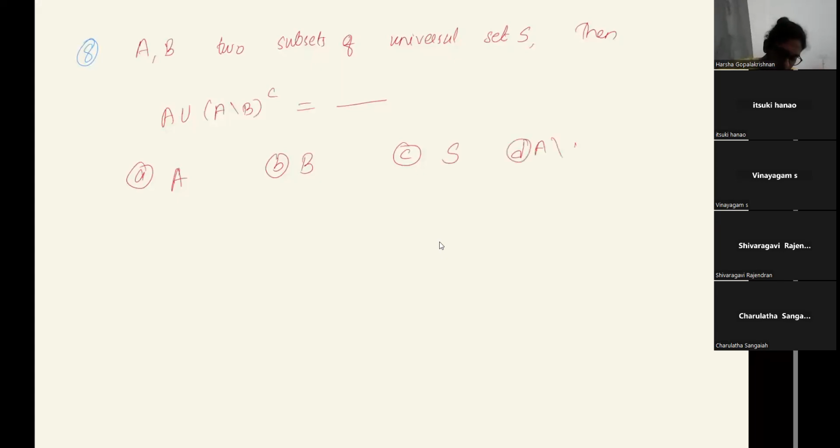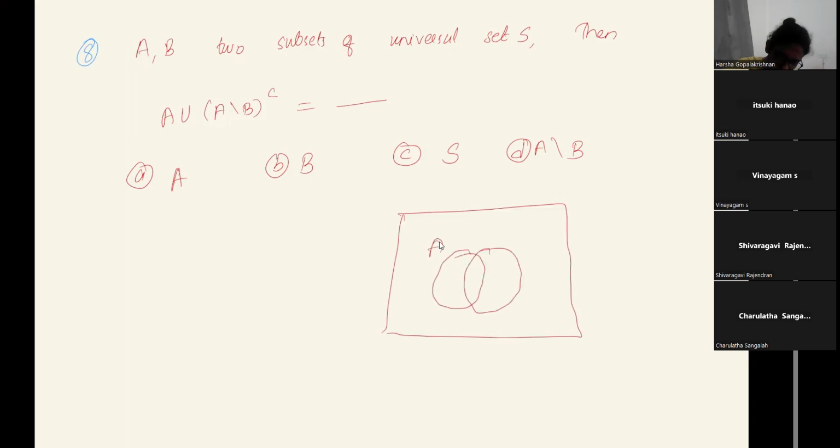Okay. So if we are having this kind of question, the best way to approach is using the Venn diagram. So we will draw the Venn diagram. Okay, this is my A, this is my B. The question is A union A minus B complement. Any doubt? Option C, ma'am. I think option C is the answer. Option C is correct. So, okay, we will go step by step.